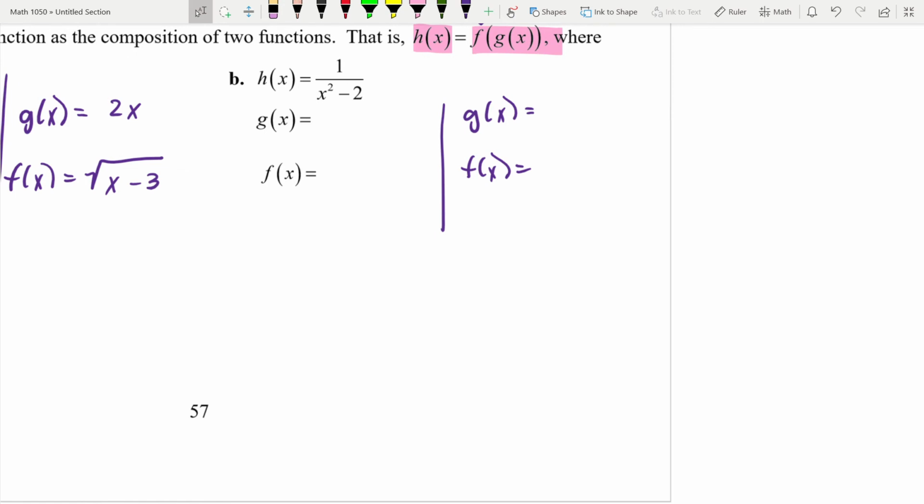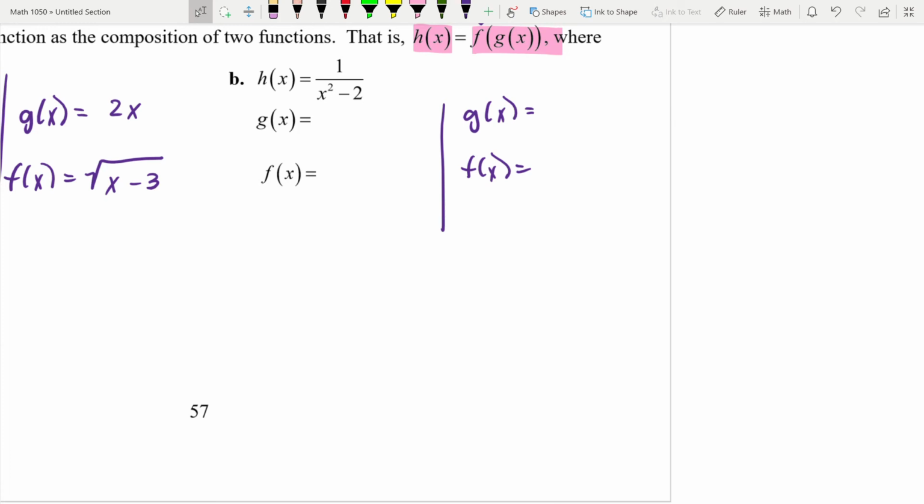Make it look almost like h of x, just a little bit different. I'm not going to tell you, you're going to tell me. Somebody tell me what to let f of x be so I can plug in g of x and get what I'm supposed to. Jackson, do you know? Don't tell anybody.